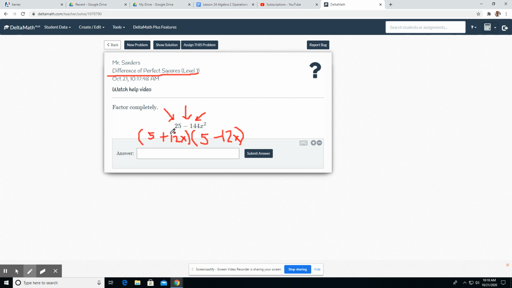So each one of these is that same type of identification. You want to recognize it's a difference of perfect squares. You have to have the difference. Sometimes they'll give you a plus sign here. That is no good. It has to be a minus sign here. Okay?